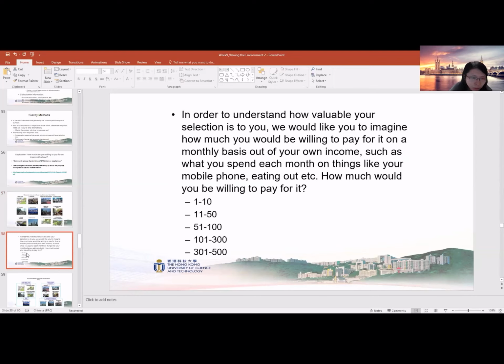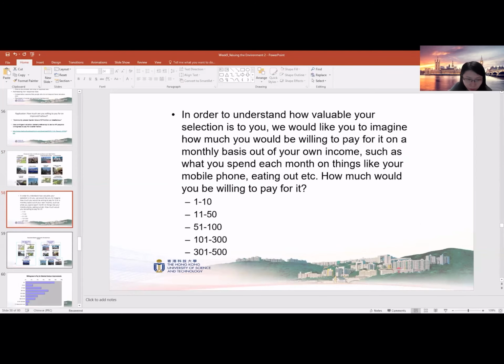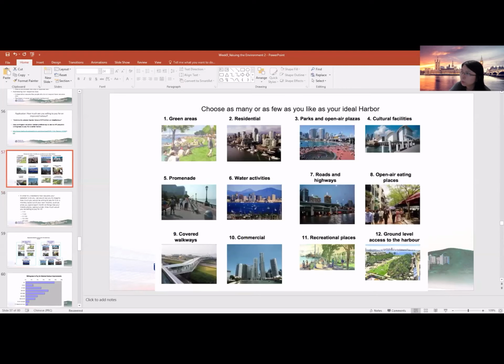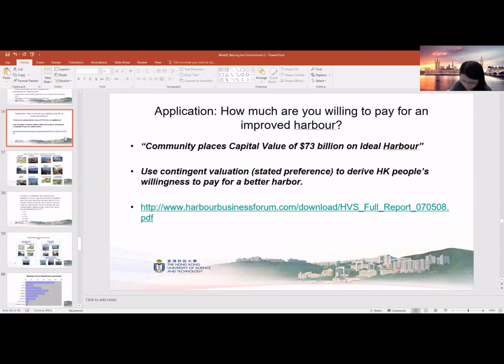So the way that questions get framed is pretty important. In order to understand how valuable your selection is to you, we would like to imagine how much you're willing to pay for it on a monthly basis out of your own income. So first you choose the combination of harbor development plans that attract you most, and second, out of your monthly income, how much you're willing to pay for that. So what's your view? Imagine that's the question. They're surveying general Hong Kong residents, so you could be one of them.